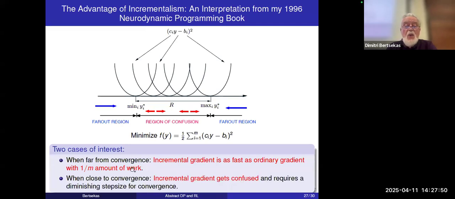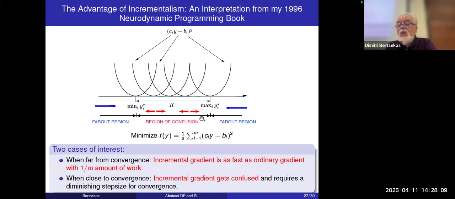On the other hand, when you're close to convergence, when you get inside this region, then you may be picking the wrong function, and you may be confused, oscillating back and forth because you don't know exactly whether the true optimum lies to the left or to the right, and so on.